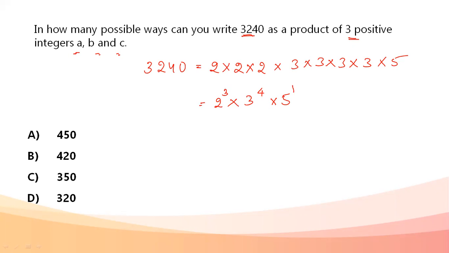Now, this is actually number of ways in which n identical objects, we have n identical objects. So three positive integers I have, the value of A, B, and C I have. These are identical. So it is 2 into 2 into 2, identical. 3, 3, 3, 3, identical. 5, identical. Okay. So I'll have to place n identical objects into three places. I'll have to write it as a product of three positive integers A, B, and C. In how many ways can I do that?